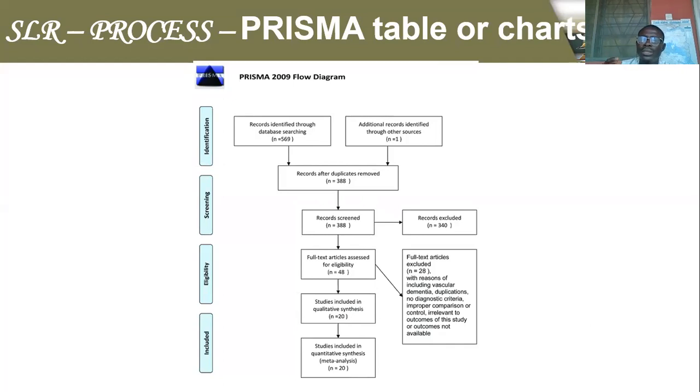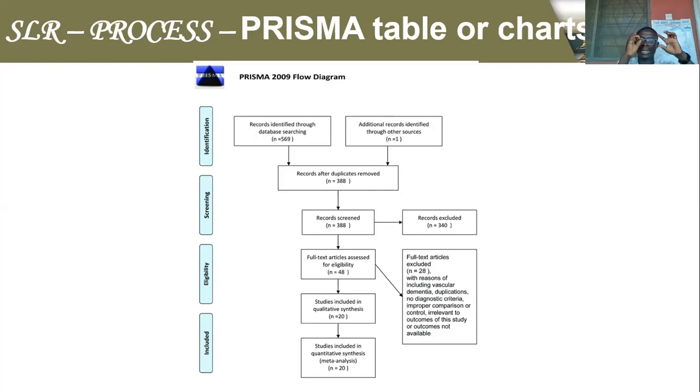Then we have another one. It said that additional records identified through other sources. So this one was through database searching. Then other sources was only one. Then the database searching was 569. So now we have 570 articles or 570 literatures. So that was the identification stage, right? Then we move on to the screening stage.